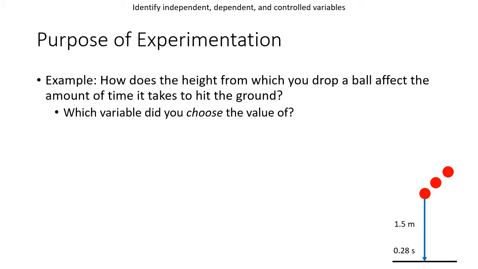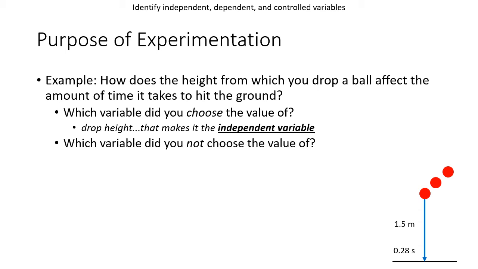So when you're thinking about this, hopefully you realized you did not get to choose how long it took the ball to hit the ground. You simply started the timer whenever you let go of the ball and you stopped it when it hit the ground. What you did choose was how high above the ground to hold it. So you chose the drop height. If you chose the drop height, that makes it the independent variable in the experiment.